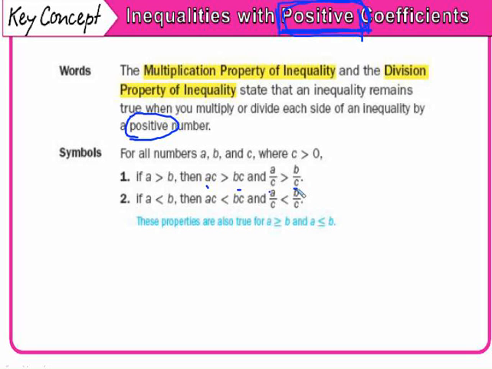And the same is true if the value on the left is less than the value on the right and I multiply by the same factor on each side. Again, I'm going to have left is less than right. And if I divide, again, I'm going to have left is less than right.